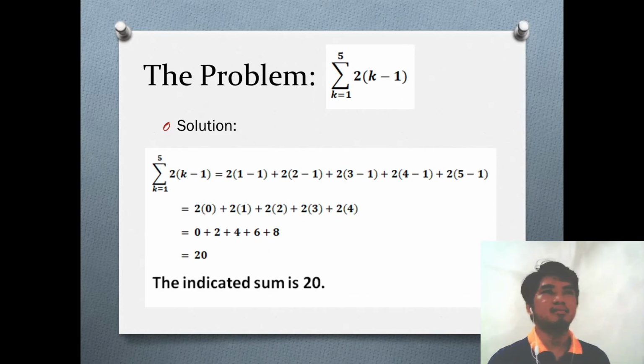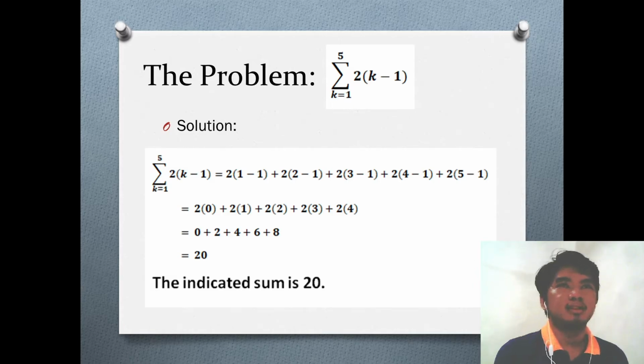So the next problem is 2 multiplied by k minus 1. So the summation of 1 to 5. So first, we're gonna find the k.